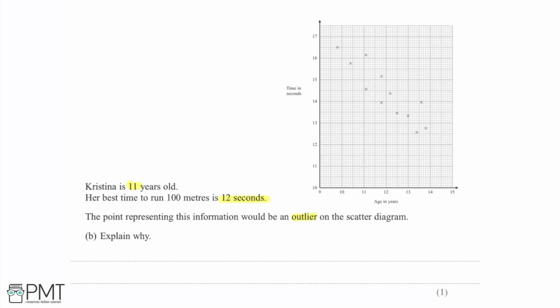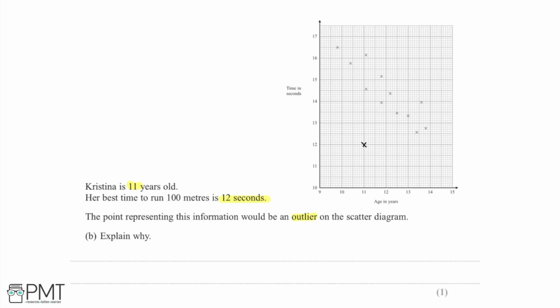So if I have a look at where this point is going to be, if she's 11 years old, we're going to be at this point on the x-axis, and she runs it in 12 seconds. So the point is going to be drawn in here. And as we can see, if we were to draw a line of best fit over here, showing this negative correlation, this point lies nowhere near the line of best fit and doesn't continue the trend.